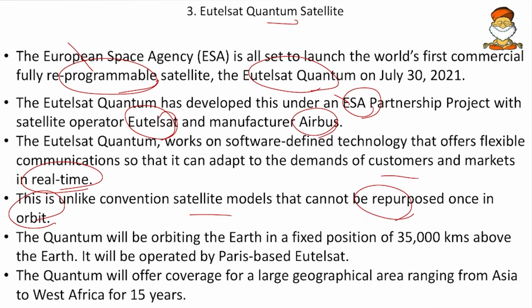But this is reprogrammable. Then the Quantum will be orbiting the Earth in a fixed position at 35,000 kilometers. So friends, 35,000 means somewhere near the geostationary orbit. And it will be operated by the Paris-based Eutelsat. So the Eutelsat company itself is operating it. Then this satellite will offer coverage for a large geographical area ranging from Asia to West Africa for 15 years. So almost it is covering half of the world.